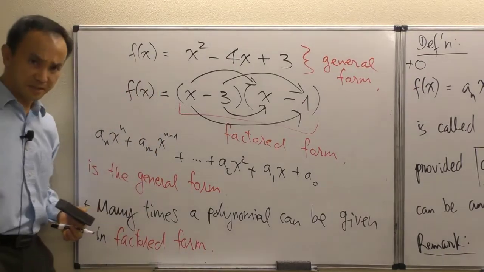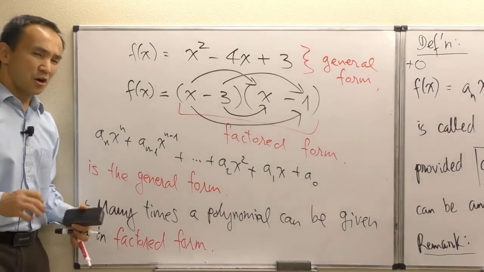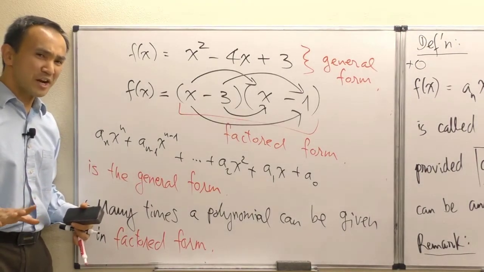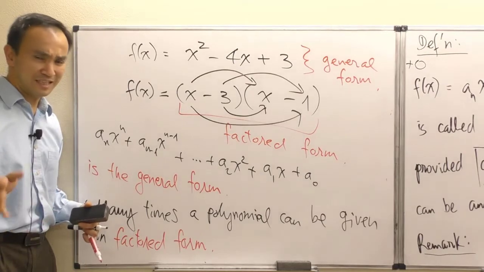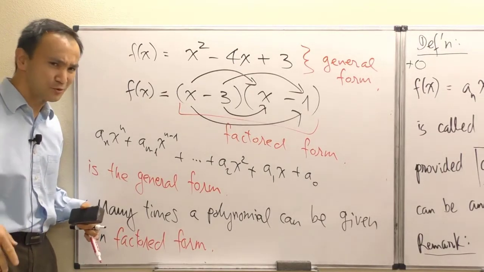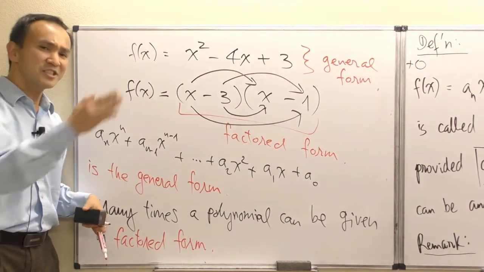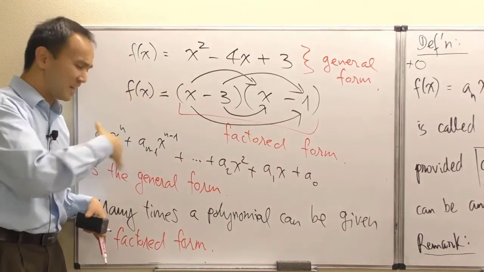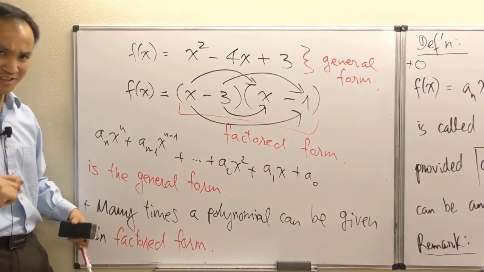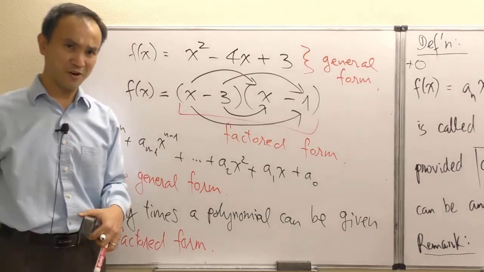All right, many times a polynomial can be given in factor form. So why am I using such an abstract word, many times? Like how many times is it, 90% of times, or 100% of times, or only a few times out of 100? Just think as closely as how we were working with quadratics, for example.